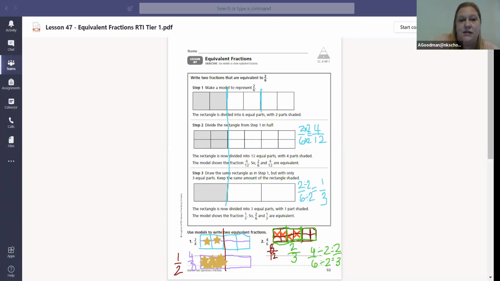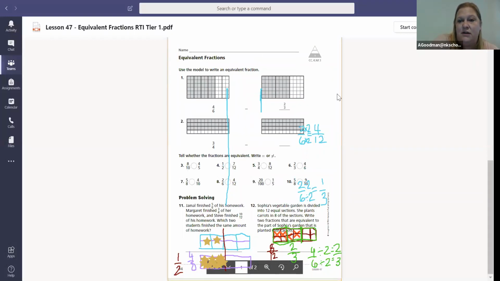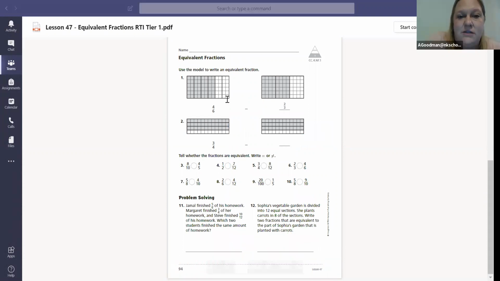All right, let me get my mouse and go on to the next page with you, which means I have to clear. There we go. All right, so use this model to write an equivalent fraction. So we see that they wrote a fraction for the dark bars here, right? 1, 2, 3, 4, 5, and 6 equal pieces, and 4 of them are colored in.